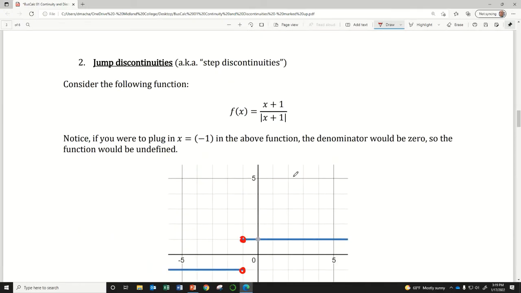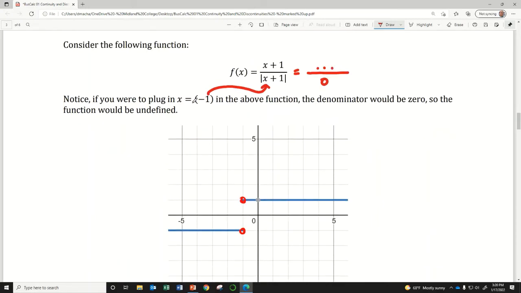The second flavor of discontinuity that you might have is called a jump discontinuity. So now let's look at this function. f(x) equals (x plus 1) divided by the absolute value of (x plus 1). And what I want you to notice is that if you plug in x equals -1 into this function, that would make the denominator 0, wouldn't it? Because I would have the absolute value of -1 plus 1 in the denominator, which is the absolute value of 0, which is 0. Now, because we can't divide by 0, we would say that the function is undefined when x is equal to -1.